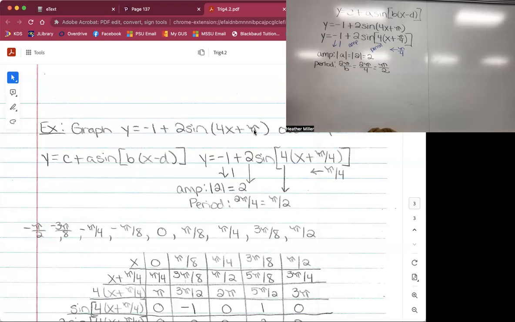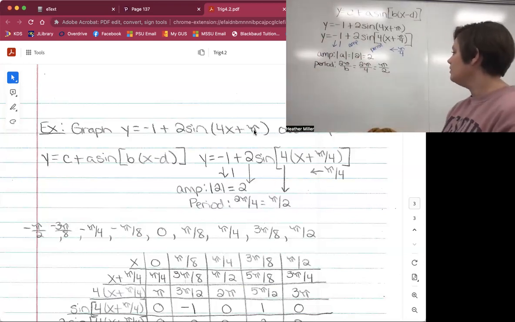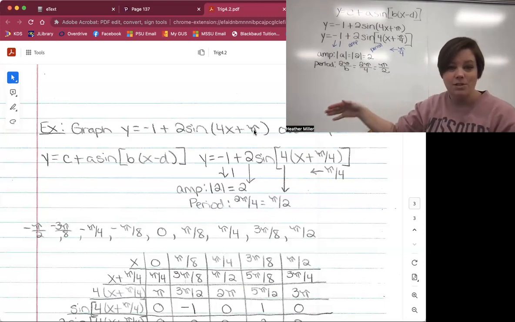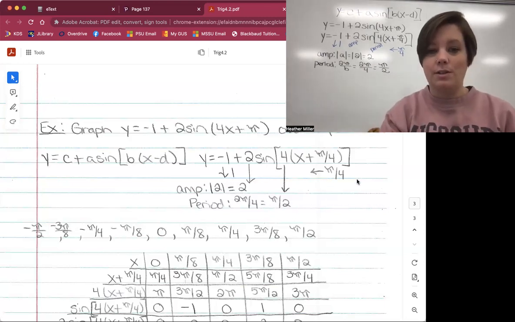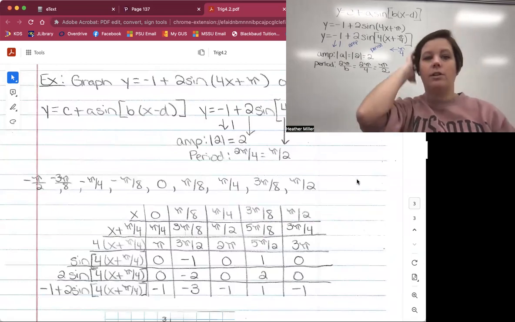So all kinds of stuff going on. And since our period is so small, when we subdivide that into 4 different units, we're also going to get small units. So there's all that information right there on the notes.